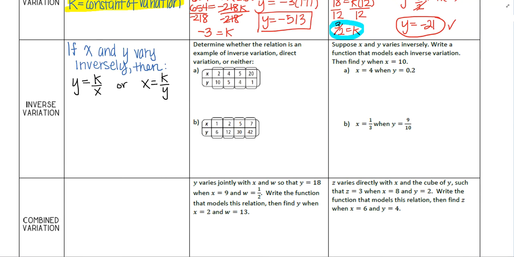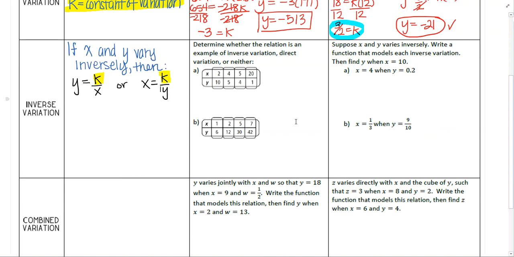So if x and y vary inversely, then we can write two equivalent equations. Either y is equal to k divided by x, or x is equal to k divided by y. Notice the position of the constant of variation is always the same. It's in the numerator of a fraction.